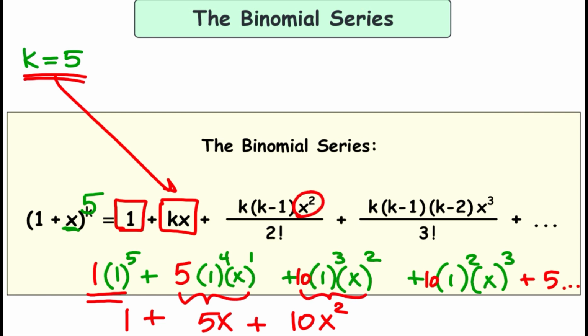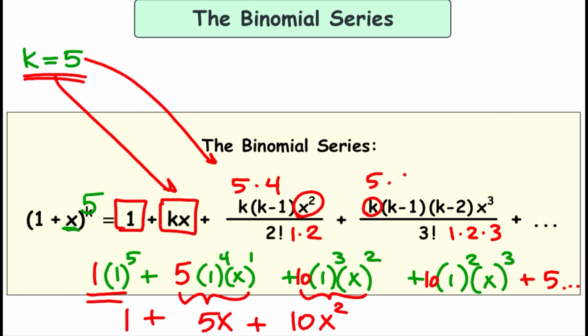How do I know it's a 10? Well, easy. Remember, k is 5, so we have 5 times 4 over 2 factorial, but remember, 2 factorial is 1 times 2. You can see that I'm doing the binomial theorem. This is 1 times 2 times 3. The denominator is growing by 1 each time. The numerator is shrinking. Again, k is 5, so this is 5 times 4 times 3. Again, the 3's cancel. This is 20 over 2, which is this other 10.